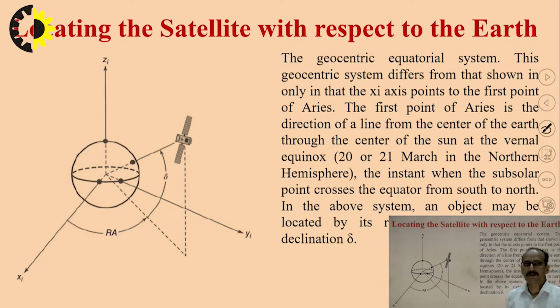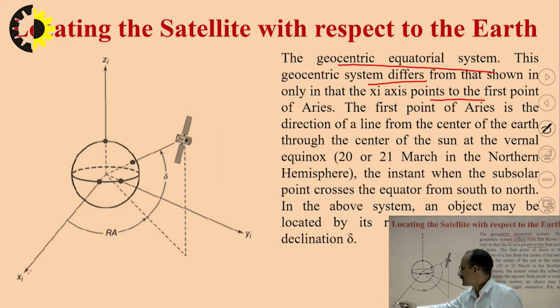In this diagram you can see that we are using a geocentric equatorial system, and in this system we locate the satellite by using some specific parameters that are called orbital parameters or orbital elements. This geocentric system differs from the one shown only in that the xi axis points towards the first point of Aries. So here the question arises: what is the first point of Aries?